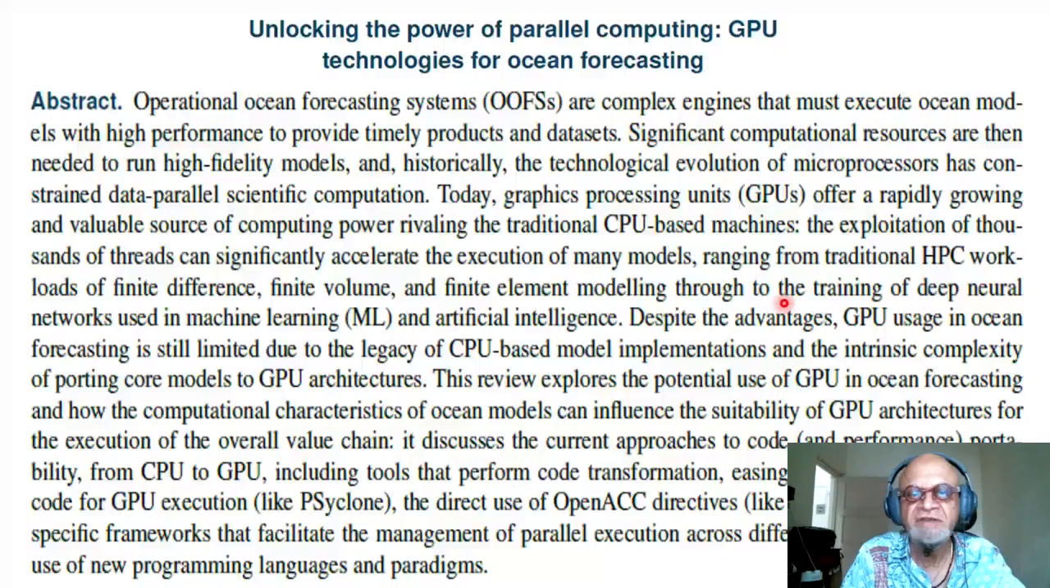Okay, what are the disadvantages? Graphic processing units offer a rapidly growing and valuable source of computing power, rivaling the traditional central processing unit-based machines. The exploitation of thousands of threads can significantly accelerate the execution of many models, ranging from traditional HPC workloads of finite difference, finite volume, and finite element modeling through to the training of deep neural networks used in machine learning and artificial intelligence. Okay, so despite the advantages, GPU usage in ocean forecasting is limited for various reasons, and this chapter discusses it, but I won't go into that.